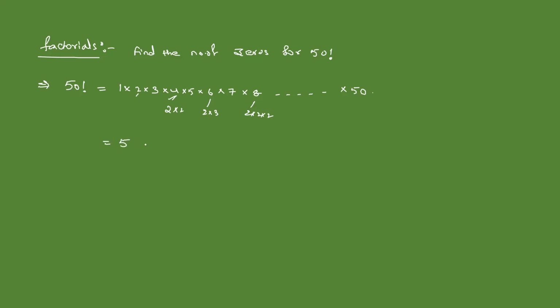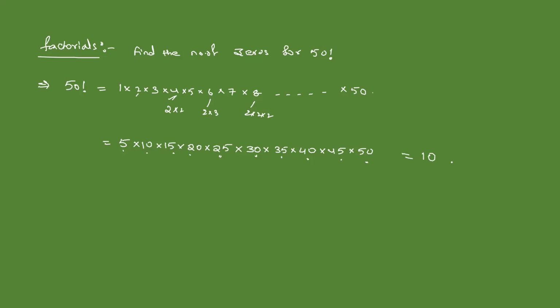I am checking only the possibility of 5s. At 5, at 10, at 15, at 20, at 25, nothing but the multiples of 5. At 30, at 35, at 40, at 45 and 50. This is where I will get 5s. So how many are there? 1, 2, 3, 4, 5, 6, 7, 8, 9 and 10.